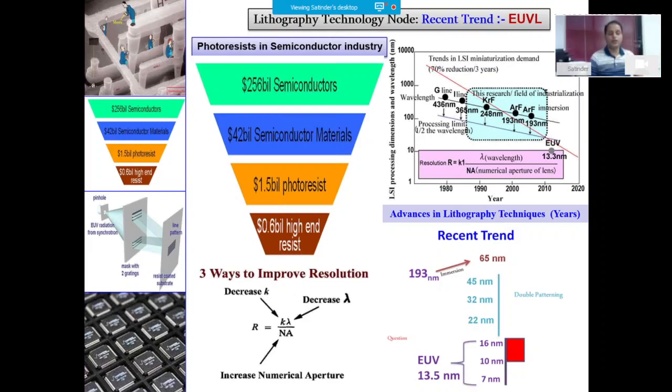Then what is next to that? This 193 nm immersion is a very complex technique, therefore there is some reservation from the industry to use it. So the next option is EUV, which is 13.5 nanometer. That is capable of giving 60 nano, 10 nano, and 5 nano transistors.